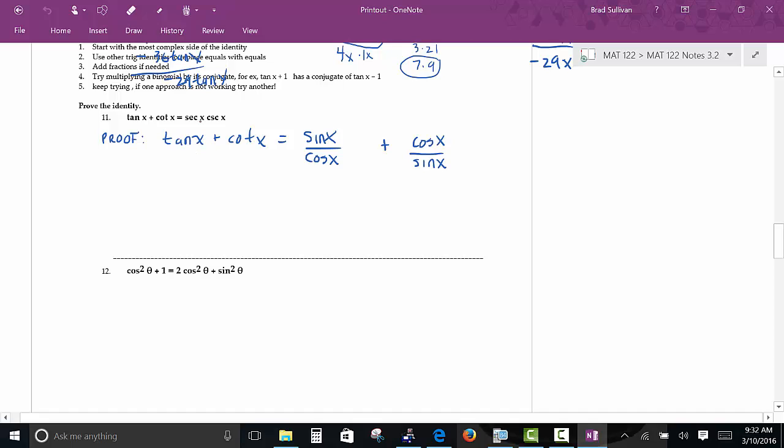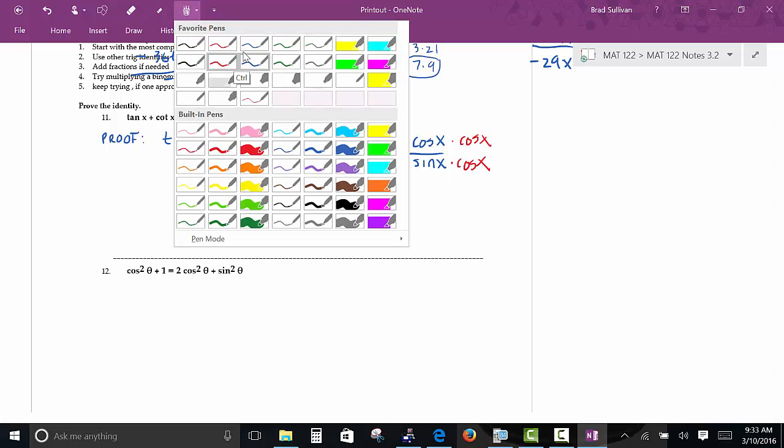It just has one thing. Clearly, these things have been collected. What's the common denominator on this? Yeah, sine cosine. So that means you got to multiply this one by sine x over sine x. You got to multiply this one by cosine x over cosine x like that. Okay, that's clearly the way you got to start that.